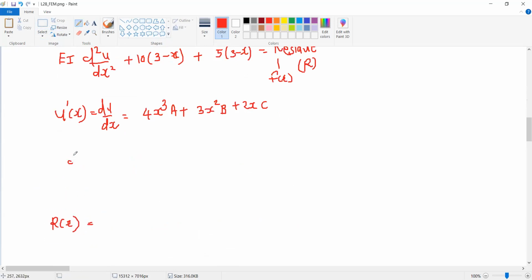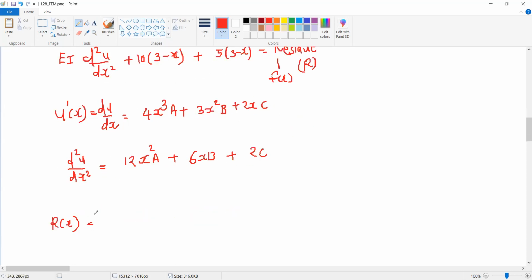So d square u by dx square. This turns out to be 3x square it will be. So 4 into 3 it will become 12. So 12x square a plus 6x b plus 2c. I am just differentiating this equation. So d square u by dx square is this.